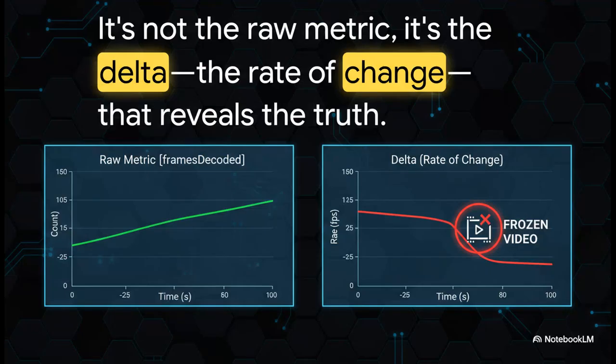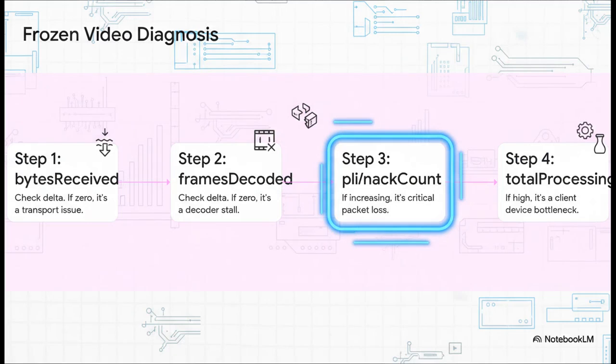So here's the secret sauce. For these kinds of cumulative counters, the actual number doesn't matter much. It's the delta, the change over time, that tells you everything. A 0 delta on frames decoded means 0 new frames are being shown. It means the video is frozen. Period. And with that one insight, we can build an incredibly simple but powerful diagnostic flow.